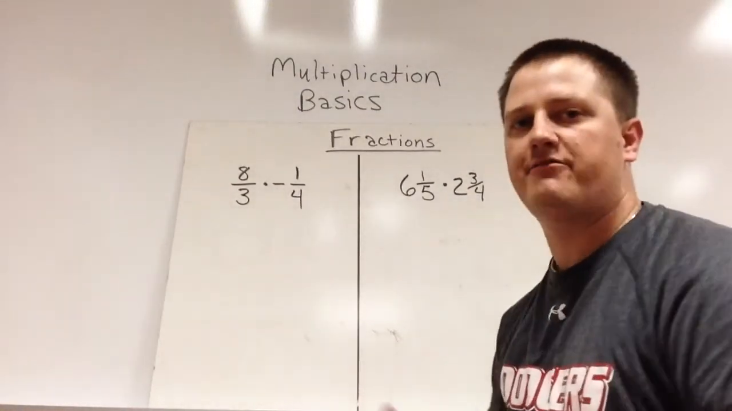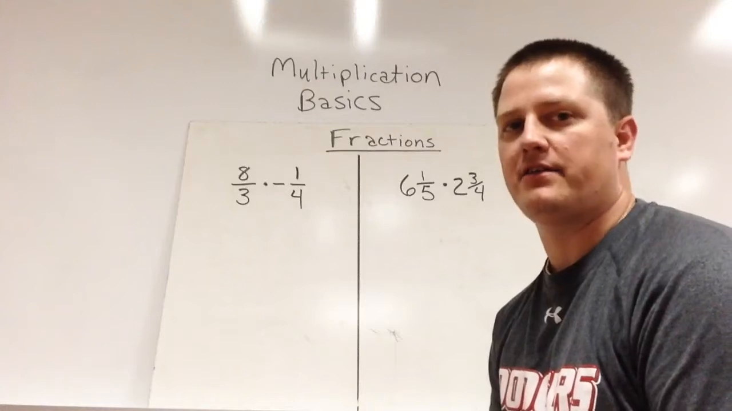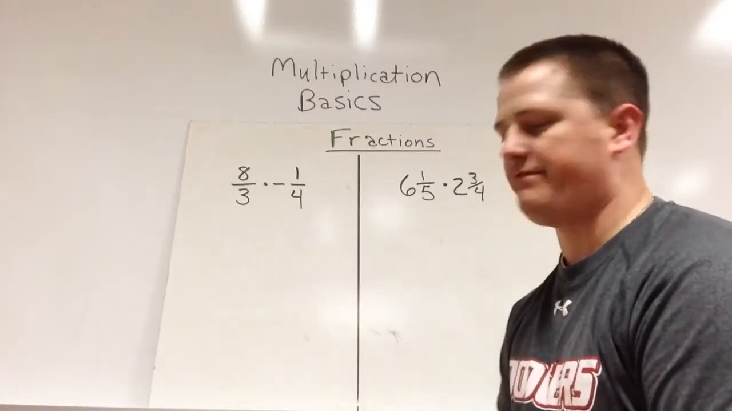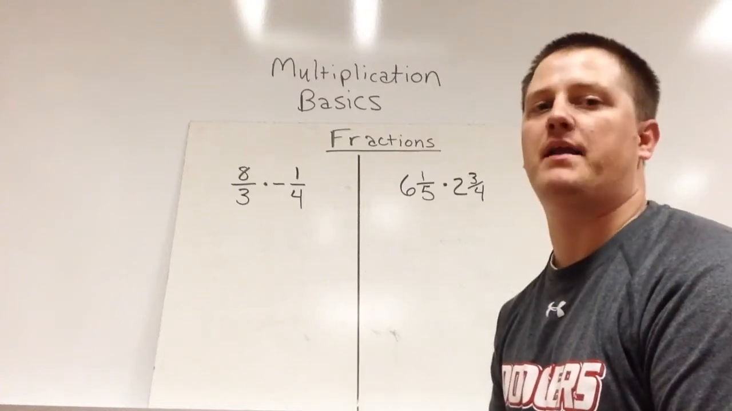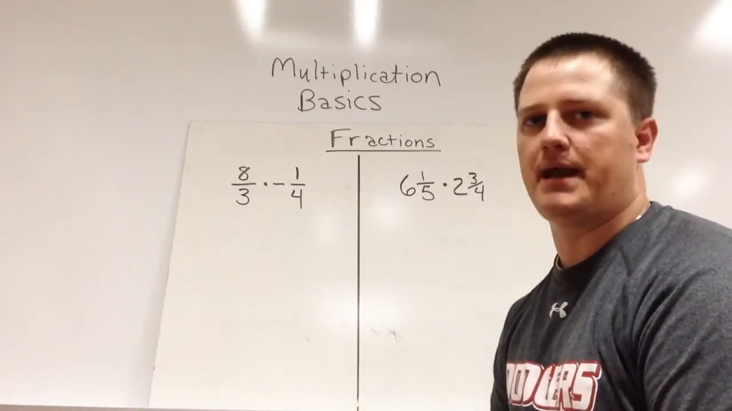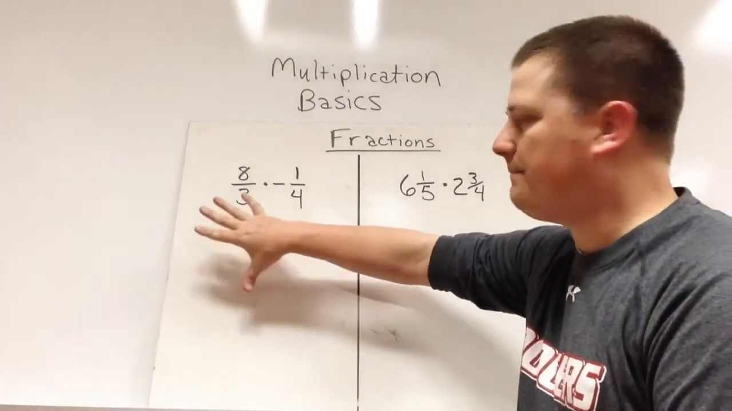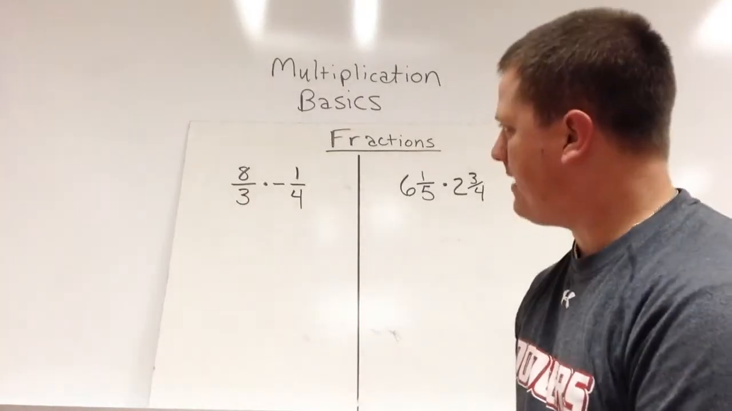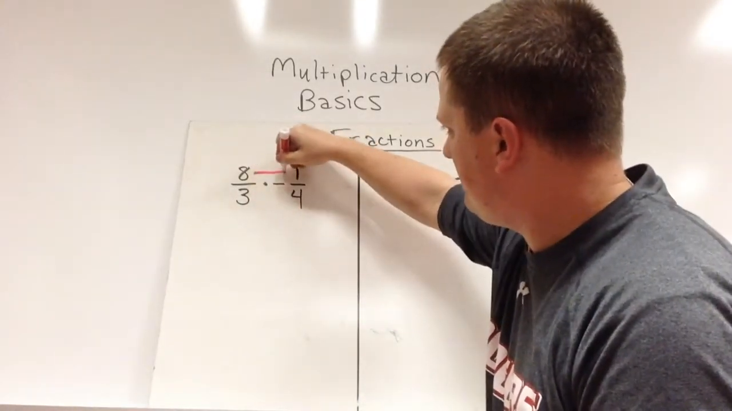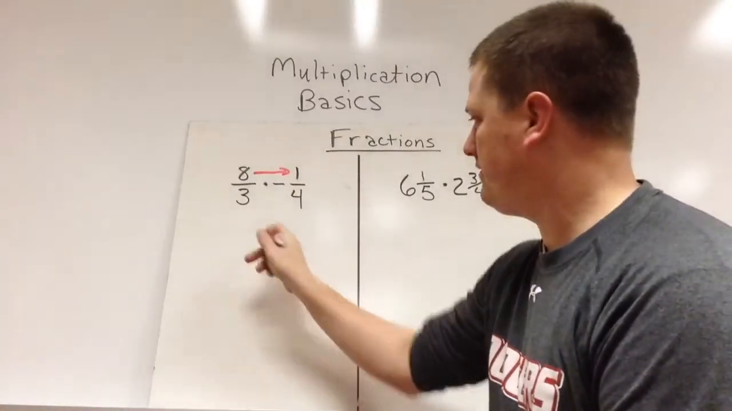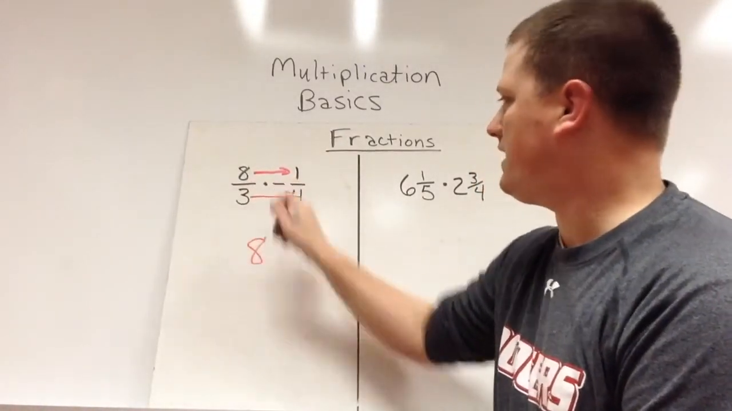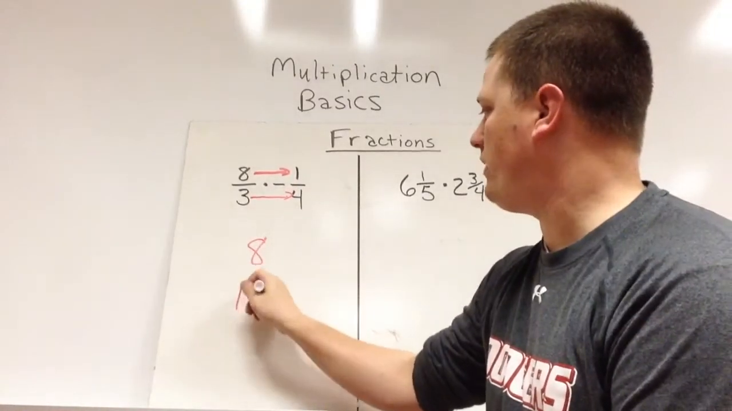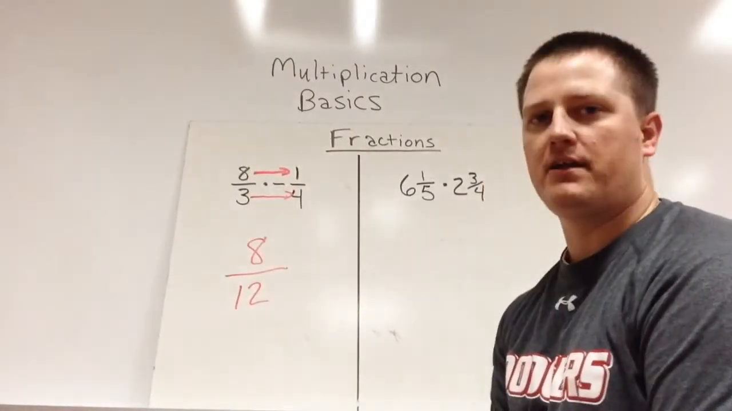Okay, our hated fractions. This is a lot easier than you think. The main thing with fractions is top times top, bottom times bottom. We don't need common denominators. So I'm going to deal with this problem exactly the way it is. I'm going to take 8 times 1, which is 8. I'm going to take 4 times 3, which is 12. So I have 8 over 12.